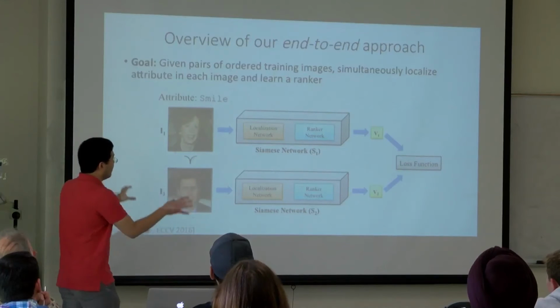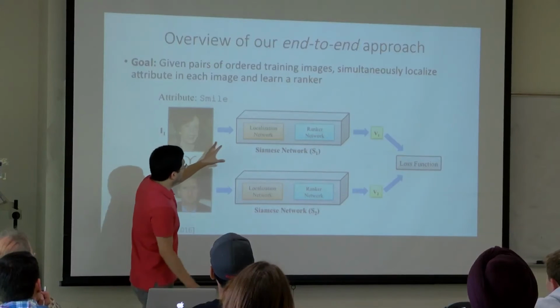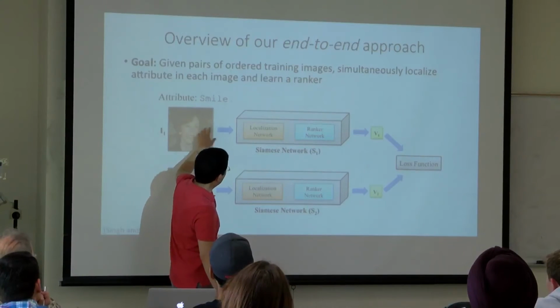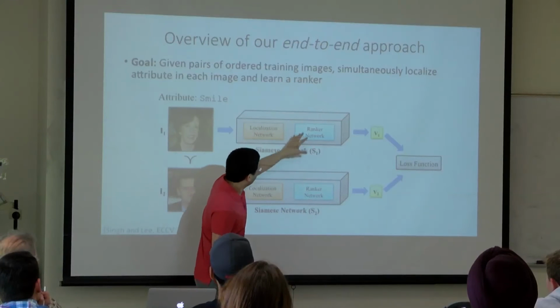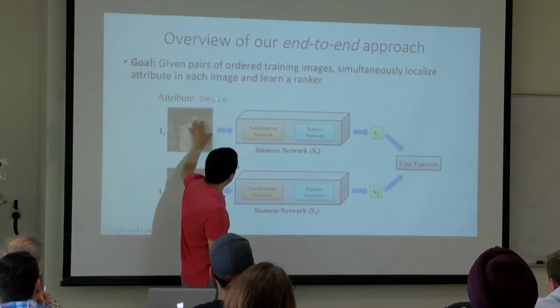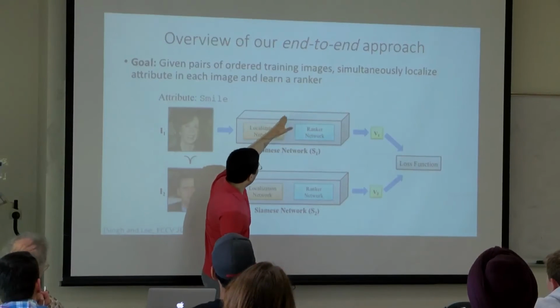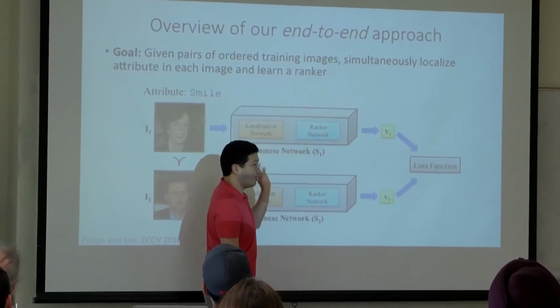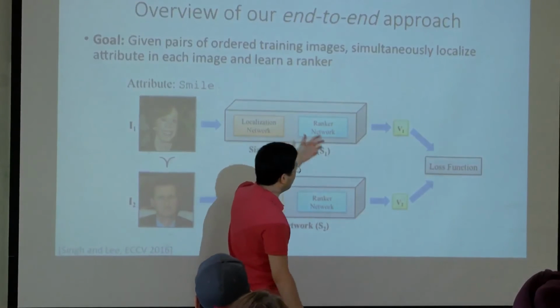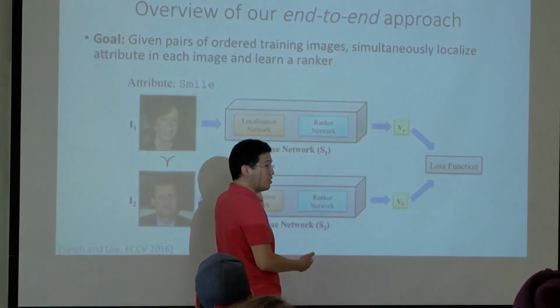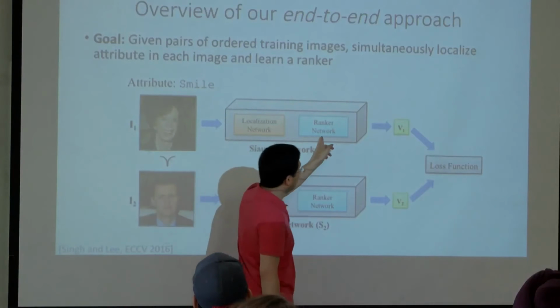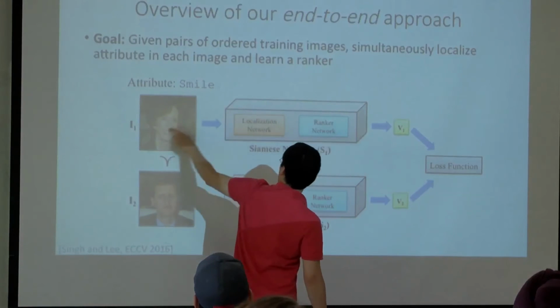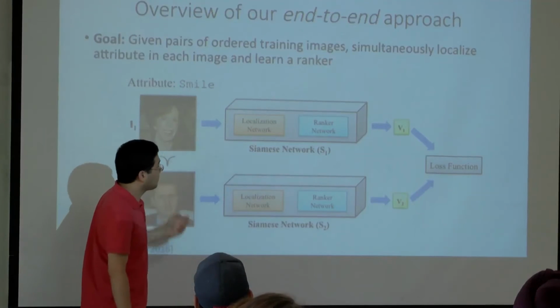So this is the algorithm that we have. We have a neural network that takes in the image, and that neural network has two subnetworks. The first one localizes the relevant part, and then the second one takes the localized part and tries to produce a score saying how much the person is smiling. So this is a score that indicates how much this person is smiling.